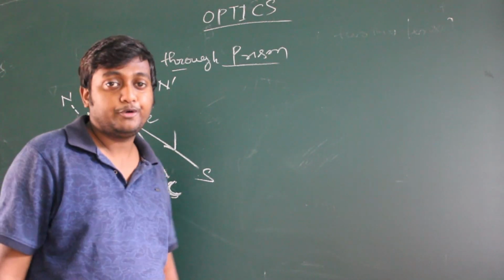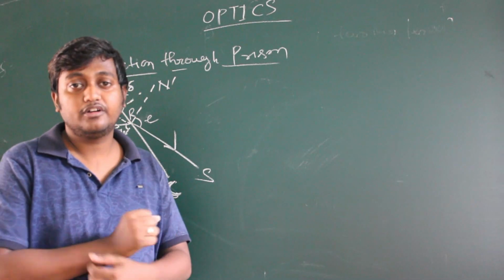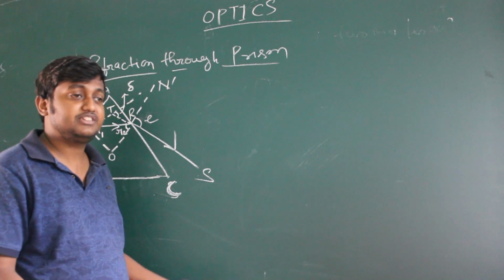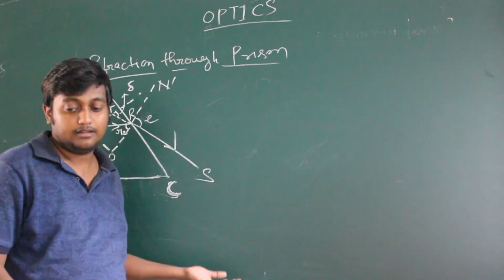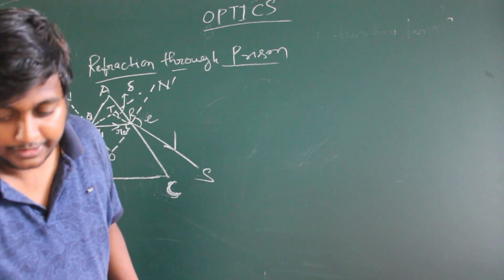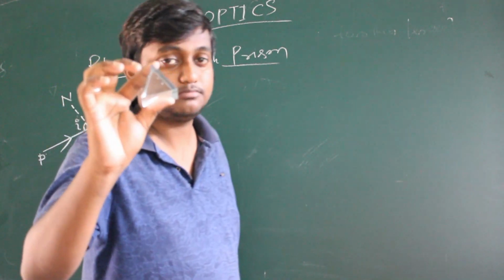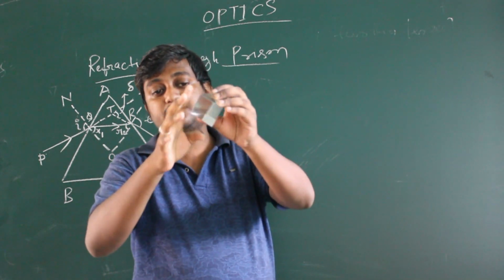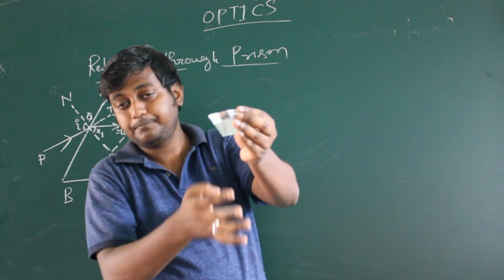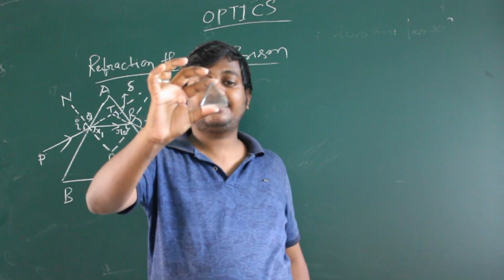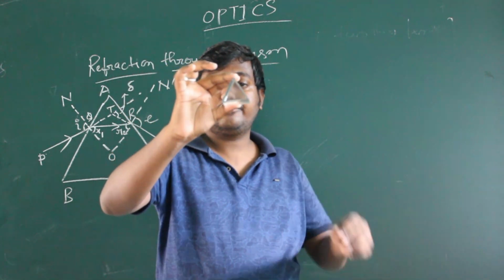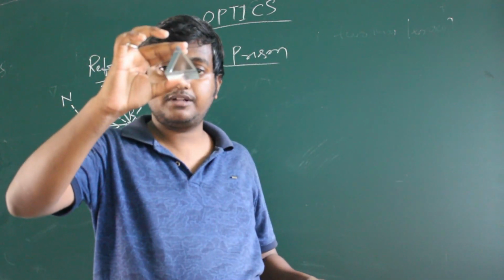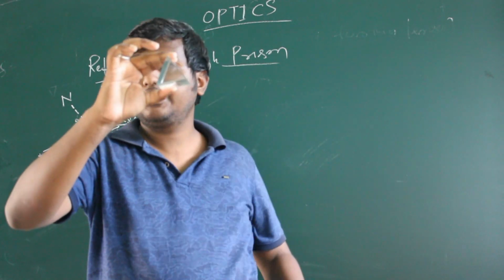Now I am going to discuss refraction through a prism. First you have to know what a prism is. A prism is an optical instrument. Just see this, this is a prism. There are three edges. I have taken one equilateral prism. Equilateral means all sides are equal and all angles are equal.